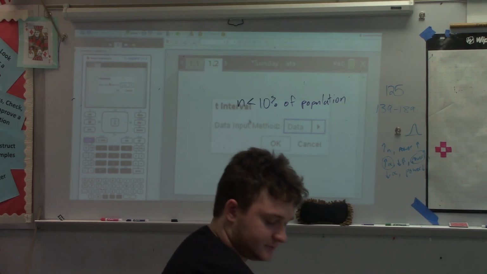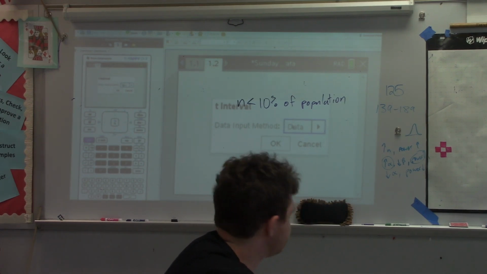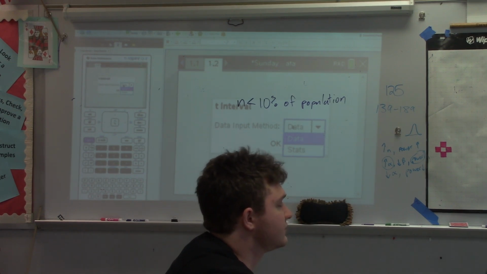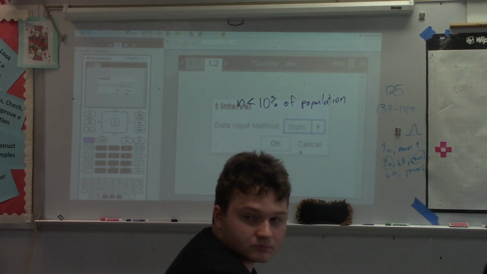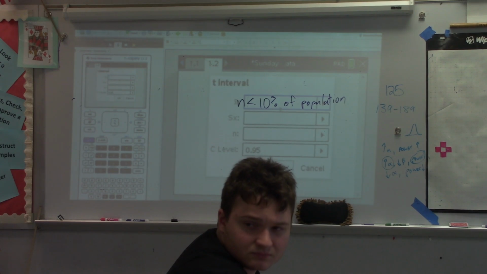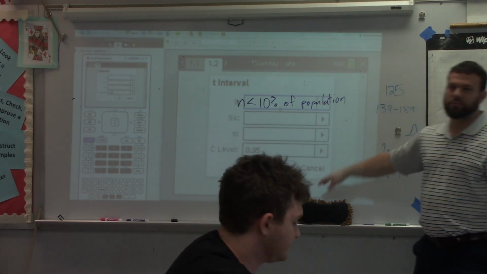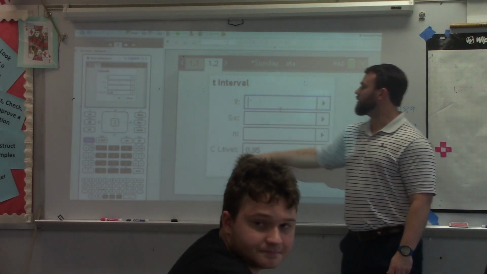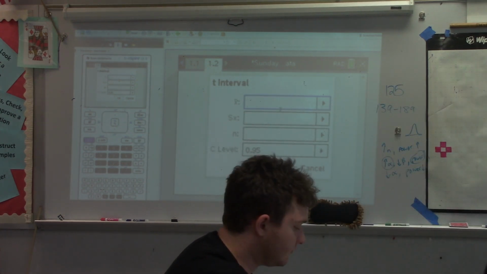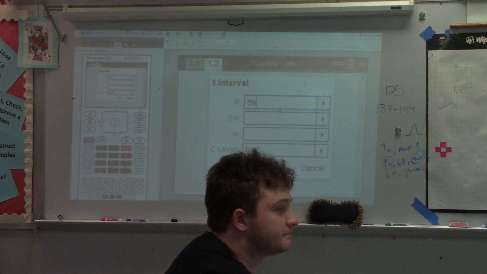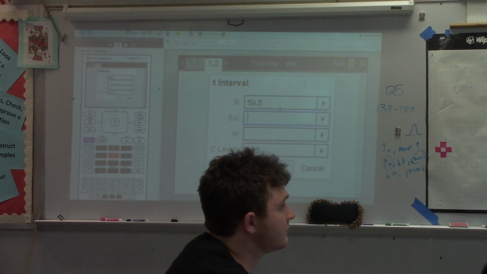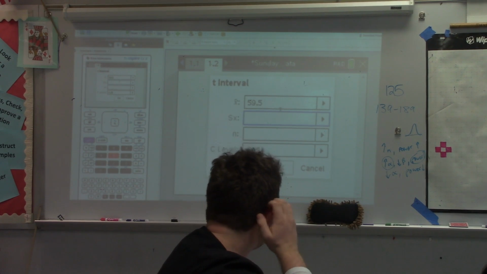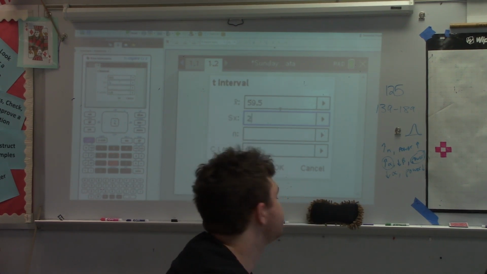Now, I need y'all to remember, I could look at the raw data, but right now, do I have data or do I have statistics? I have statistics that I'm going to be putting in. What's our sample mean? 59.5. What does SX stand for again? Standard deviation. Which standard deviation? Sample standard deviation, which is 27.2. What's my sample size? 15.